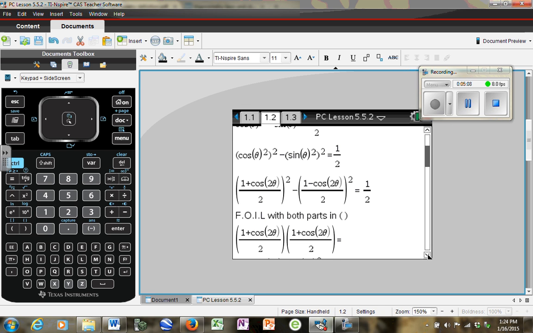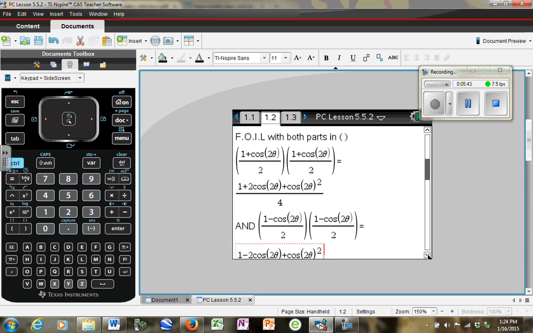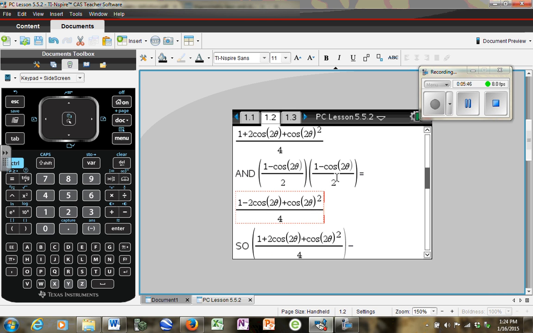Okay, here comes the nasty part, because for both this part and this part you have to do the FOIL method, because it's this whole thing in the parentheses times itself. So I took the first part here and I FOILed that. It's this times itself. First, outside, inside, last produces 1 plus cosine 2 theta plus cosine 2 theta, so plus 2 cosine 2 theta, and then cosine 2 theta times cosine 2 theta, or cosine 2 theta squared. All that over 2 times 2. And then the right side is this times itself, and that expands to this gobbledygook right here.